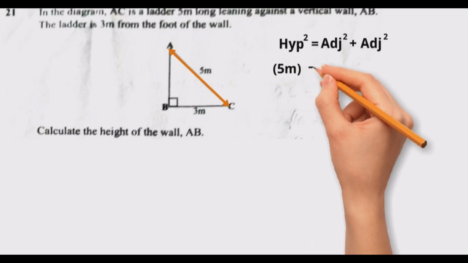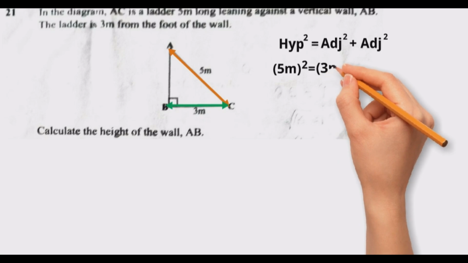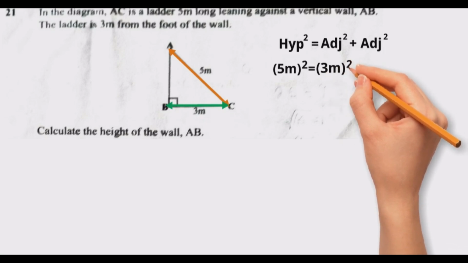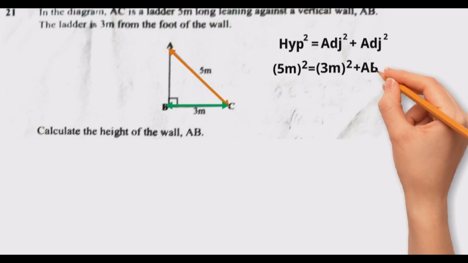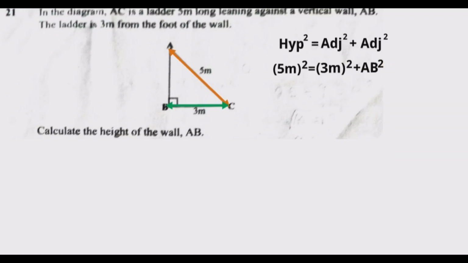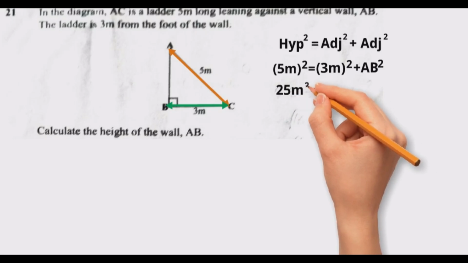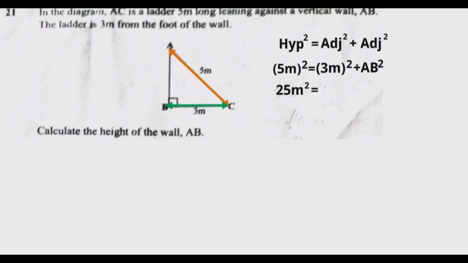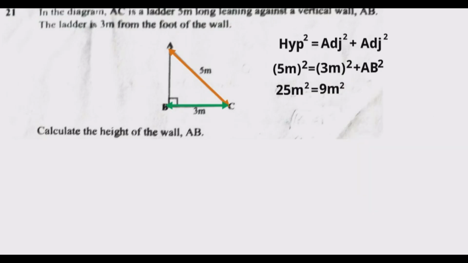So we're going to say 5 meters squared equals, do we have any adjacent? Yes, we have, which is 3 meters. So we're going to say 3 meters squared plus, do we have another adjacent? No. So we're going to find the adjacent AB. So plus AB squared. Then 5 squared is 25, because we are multiplying 5 times 5, equals 3 squared, which is 9, plus AB squared.